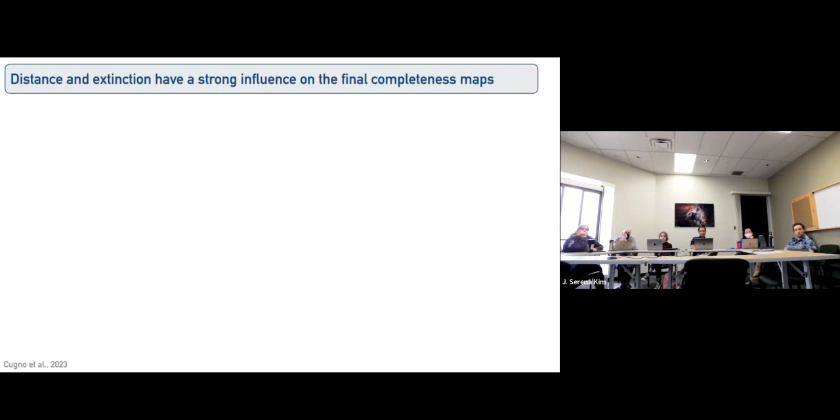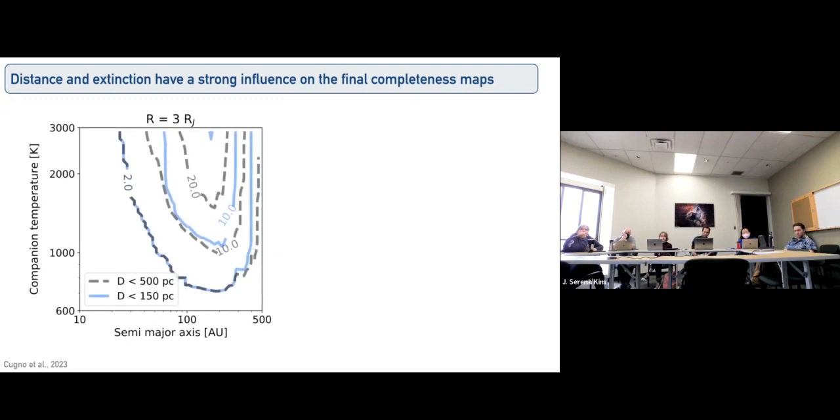One more thing that we looked at is how the completeness maps change when we select subsamples of our survey, of our sample. So here we're showing in gray the completeness map when we look at all our 50 targets, so the distance limit is within 500 parsecs. And now the blue line shows the same when we look at systems that are within 150 parsecs.